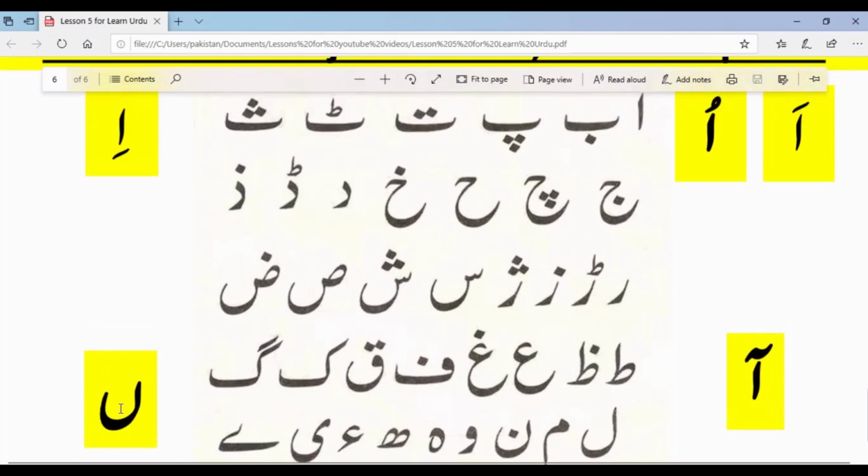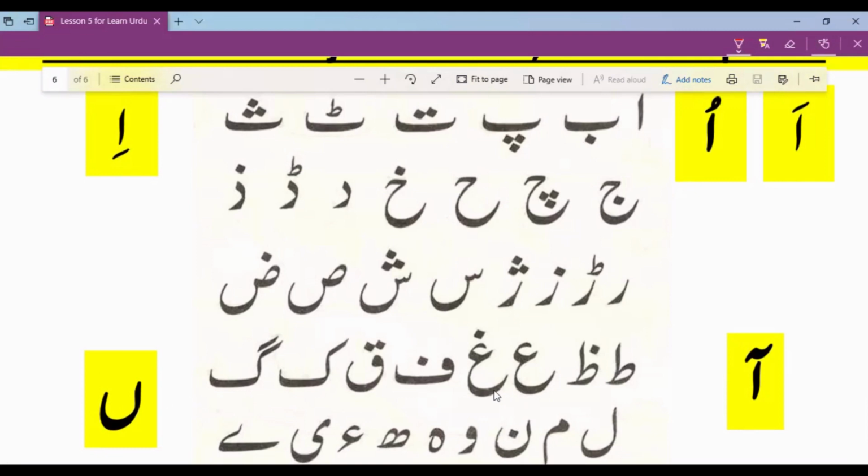And noon gunna, we don't write this letter when we join words and pronounce this sound. This is only a sound. When we write the letter in writing form, we write this actual noon and a small sign of jazm like this. I will show you.